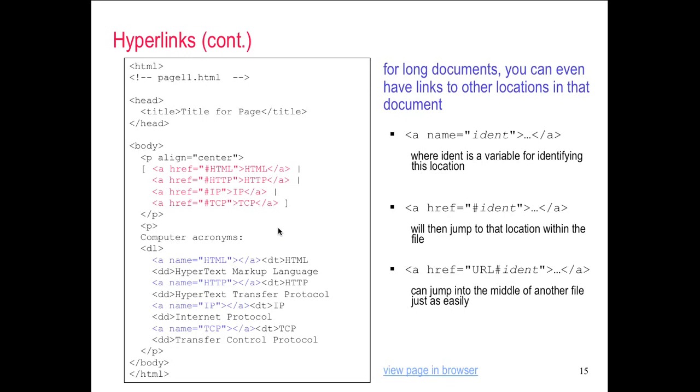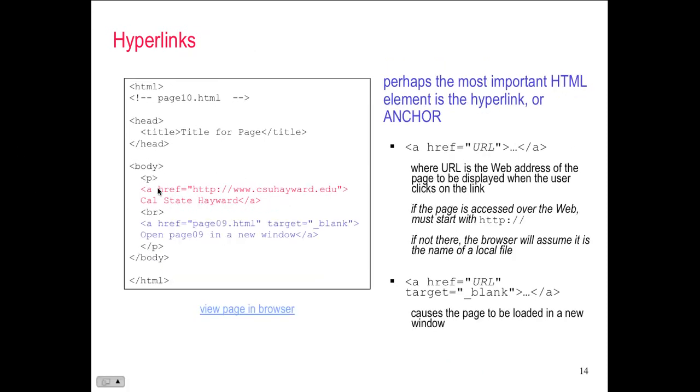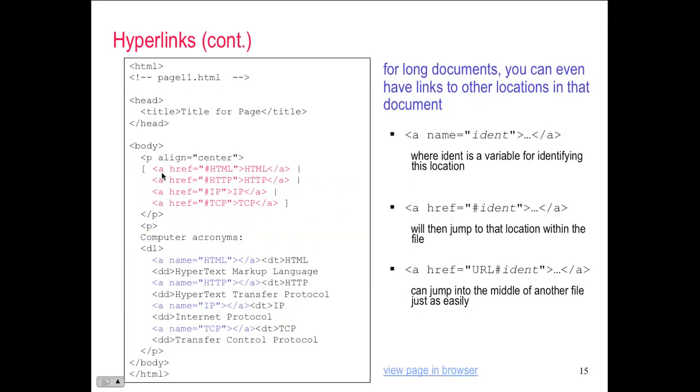For long documents, you can even have links to other locations in the document. Remember I was saying before, we can have a menu on the top and an outline. Most help documents are done this way, actually. The syntax of the hyperlink uses the A tag element. We have an opening and closing A.